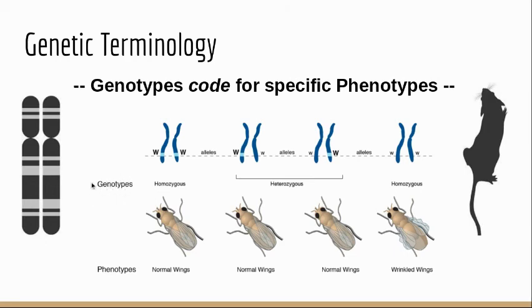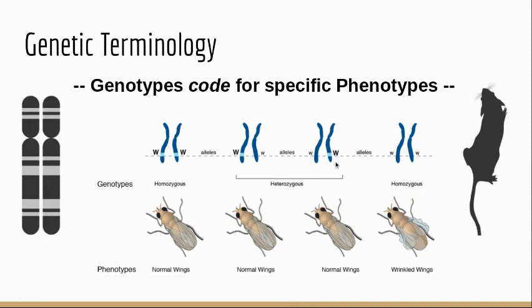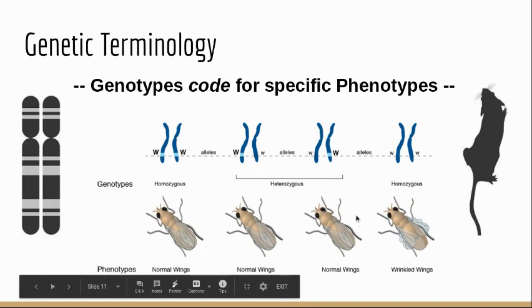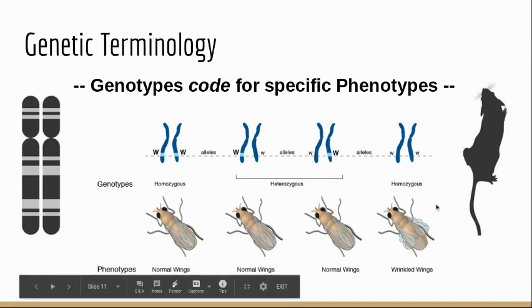These code for phenotypes. So we're looking at fruit flies here. So these genotypes that have a dominant allele will code for the dominant trait, which is normal wings. Over here we have a double recessive or a homozygous recessive genotype. And so finally we'll be able to see the recessive trait. The recessive trait is the wrinkled wings.